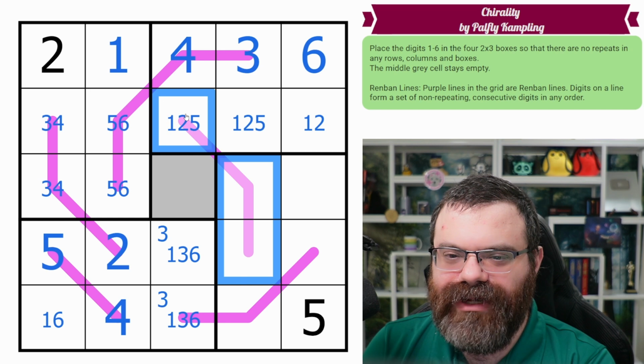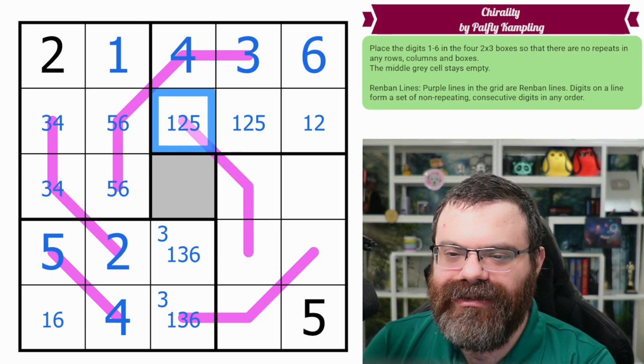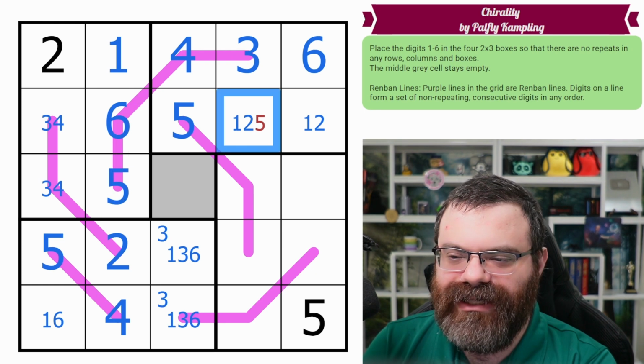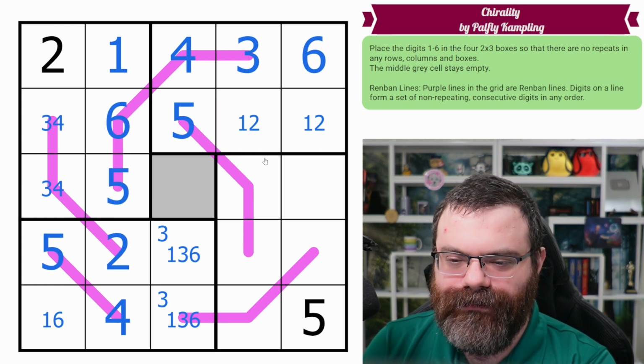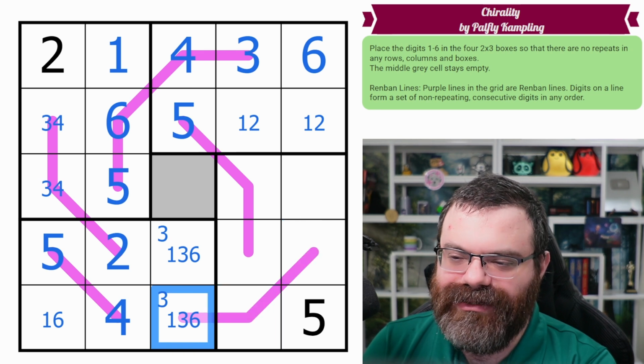There's no 3 on this Renban, which means there's no 1 or 2. Because if we had a 1 or a 2, we must include a 3. So this is our 5. That's 6 and 5. That's not a 5. I get the feeling this Renban's useful as well. It doesn't have a 5 on it, which means it doesn't have a 6 on it. So there's no 6 here.